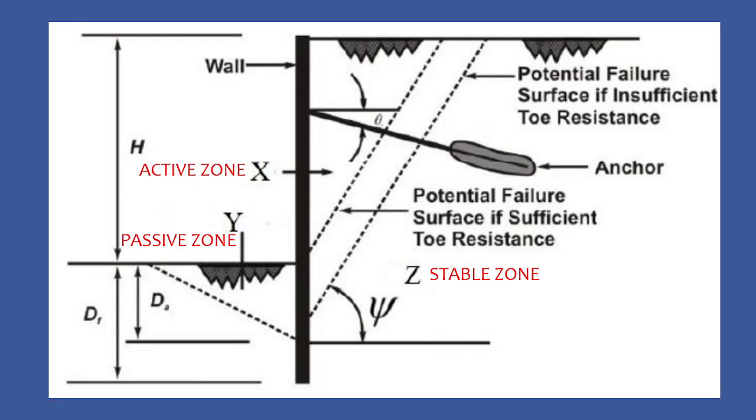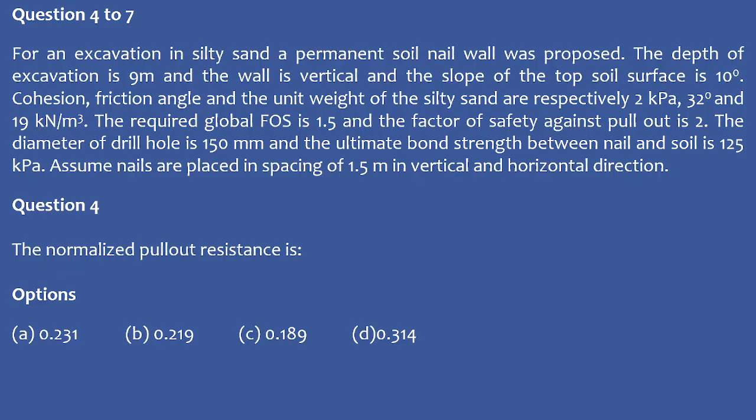So let's move to our numerical part. Questions 4 to 7 will be based on this comprehension only. For an excavation in silty sand, a permanent soil nail was proposed. The depth of excavation is 9 meter, the wall is vertical, and the slope of the topsoil surface is 10 degree. Cohesion, friction angle and unit weight of the silty sand are respectively 2 kPa, 32 degree and 19 kN/m³. The global factor of safety is 1.5 and the factor of safety against pull out is 2. The diameter of the drill hole is 150 mm.